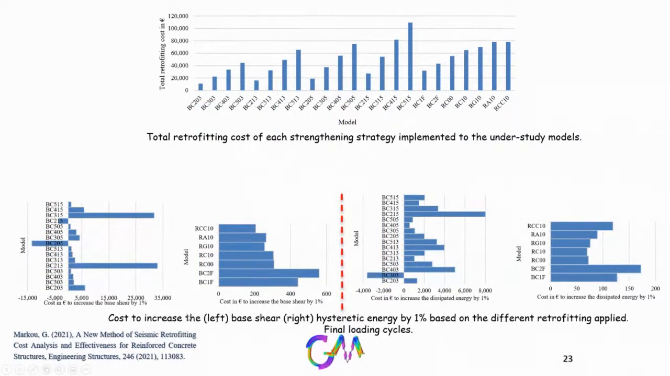Now, when it comes to cost, this is the cost in euros to increase the base shear by 1%. So we said, okay, what's the total increase in base shear? And what did we pay? So what does it actually cost to increase the strength by 1%? As you can see, in this case the best is BC2F, which is a reinforced concrete shear wall infill applied only at the ground floor and first floor, right? And this is the cost in euros to increase the dissipated energy by 1%.